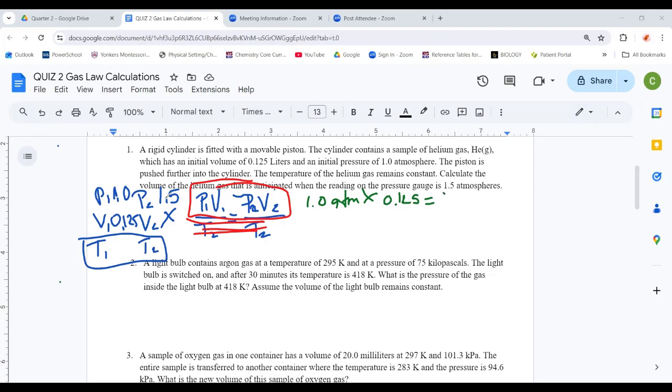Okay, so our second pressure is 1.5, and that's going to be times X because you don't know what the second volume is. So I'm going to go ahead and multiply this. So this is going to be 0.125 is equal to 1.5x, because 1 times anything is itself, or you could put it in the calculator if that's how you want to do it.